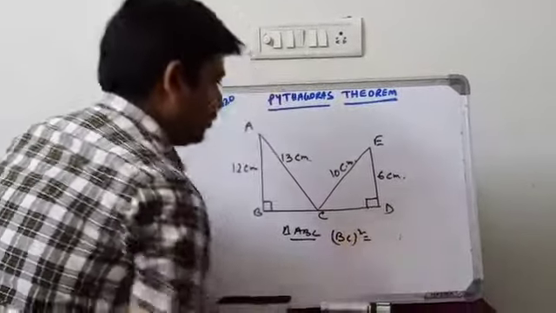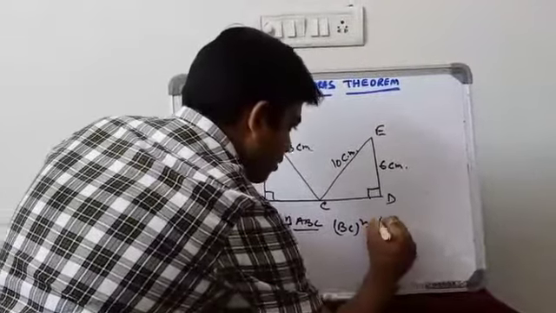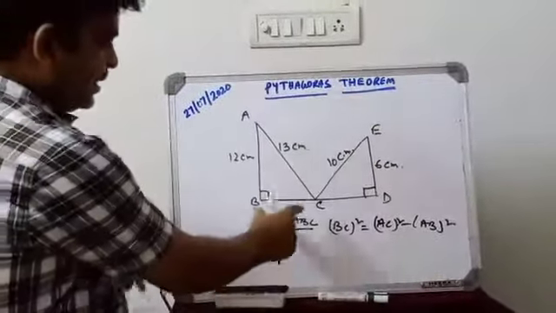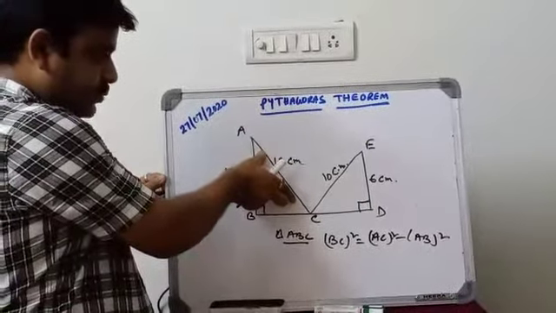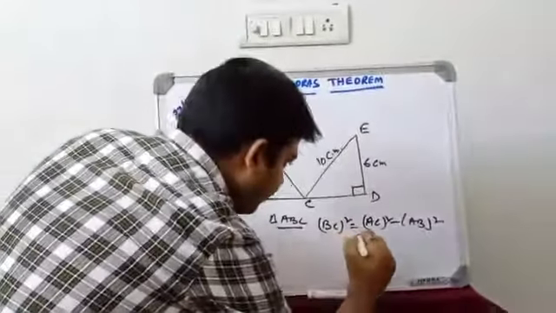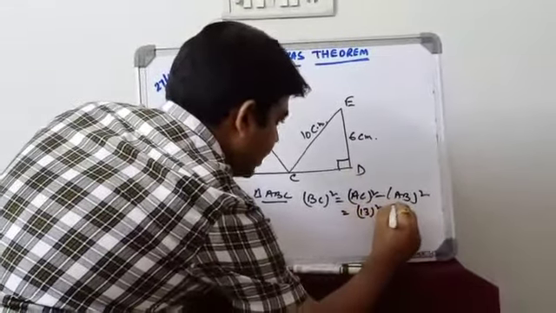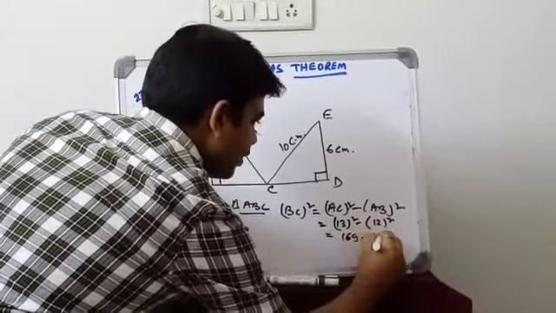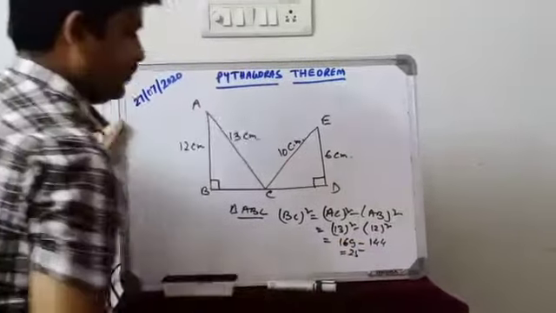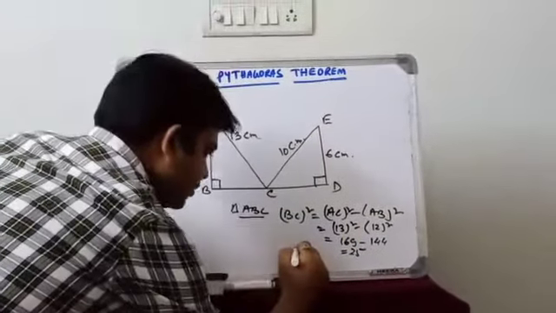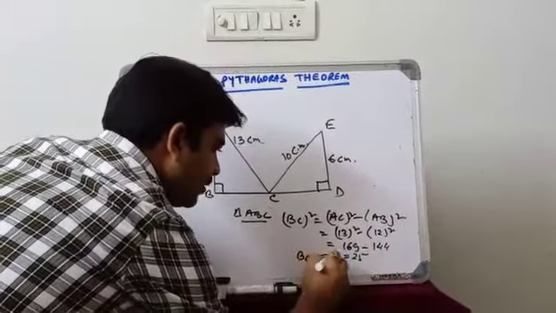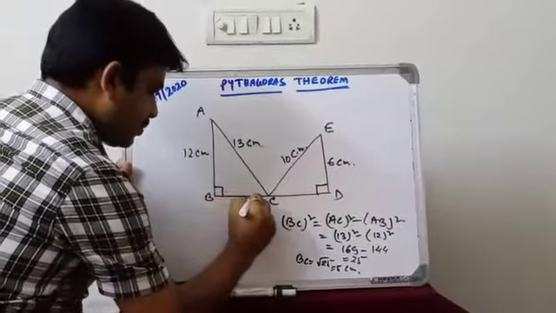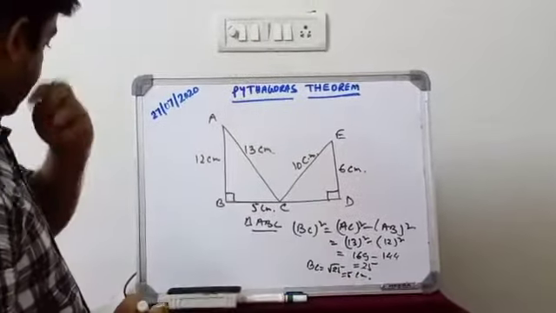So from the first triangle, triangle ABC, BC square equals AC square minus AB square. That is, base square equals hypotenuse square minus perpendicular square. Now put in the values: 13 square minus 12 square, 169 minus 144, which is 25. So BC equals root over 25, which equals 5 centimeters. This length came to 5 centimeters.